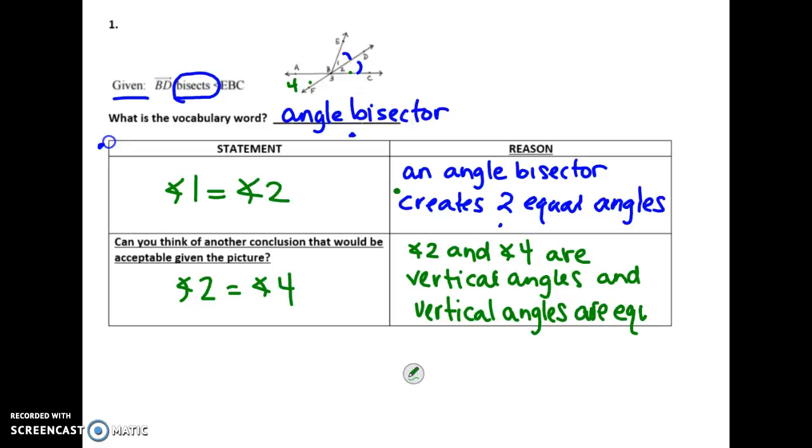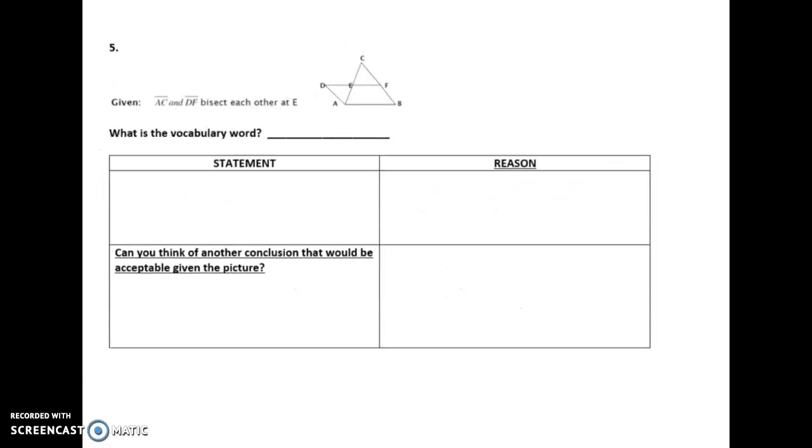So I want you to write out the sentences. I want you to make sure that you're very clear and justified with them. Now, not everybody might have angle 2 equals angle 4. You might have something else there, as long as it's justified using the picture and or definitions. I'd like to do one more example with you. If you need to pause the video at this point to make sure that you have all these notes, feel free to do that. I'd like you to skip to number 5 now.